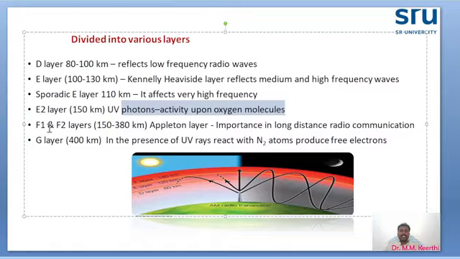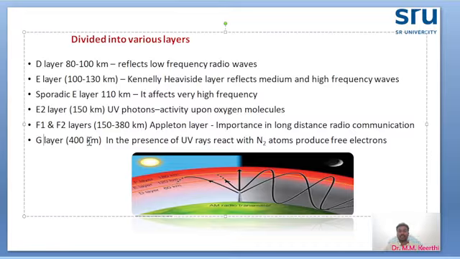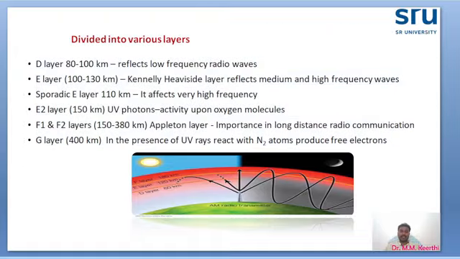And the fifth layer is the F1, F2 layer, around 150 to 380 kilometers. This layer is important for long distance radio communication. And the last layer is the G layer, around 400 kilometers. In the presence of UV rays, it reacts with the N2 atoms to produce free electrons.